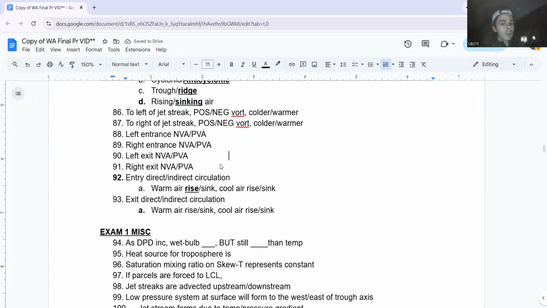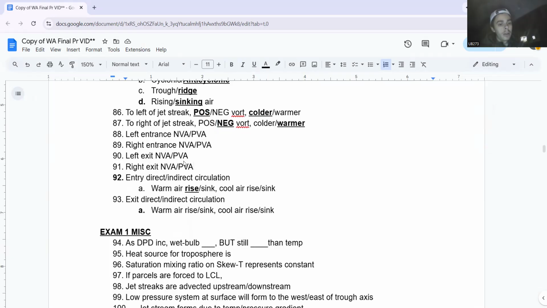To the left of the jet streak, is there positive or negative vorticity? Well, since we know that it's counterclockwise, then it's positive. Is it going to be colder or warmer air? It's going to be colder. To the right of the jet streak, negative or positive? Negative, since it's anticyclonic, or clockwise, whichever you'd say. And then warmer air is going to exist.